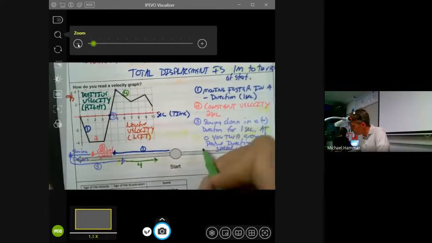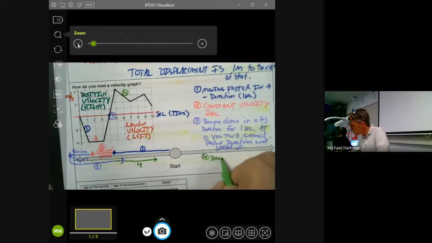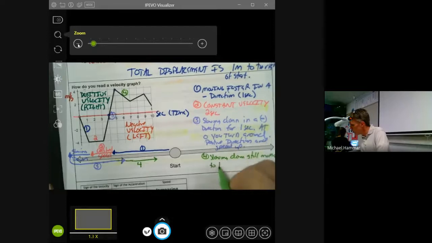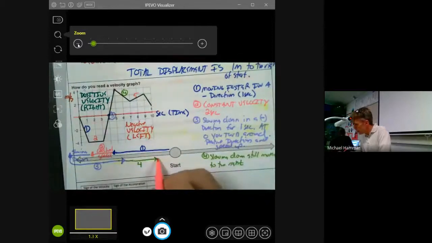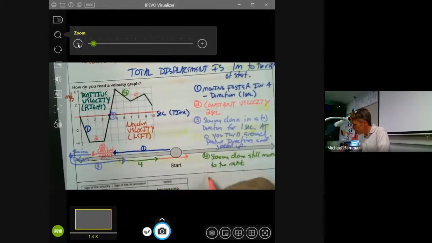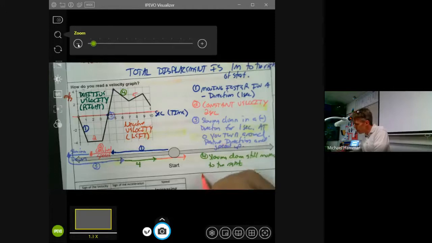So in part 4, we are slowing down and still moving to the right, okay? Simply because it's positive. And then we take a look at part 5. Because it's still positive, we are still moving that way. So for part 5, it is still moving in a positive direction, but because it's moving upwards, we are speeding up.